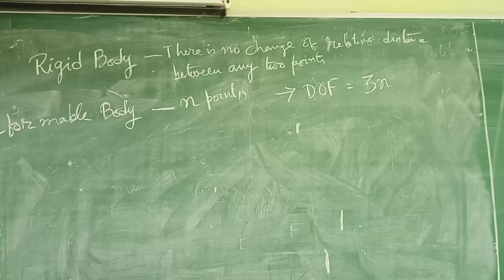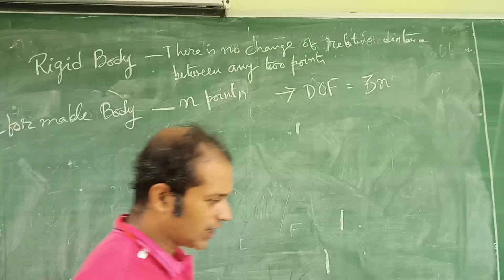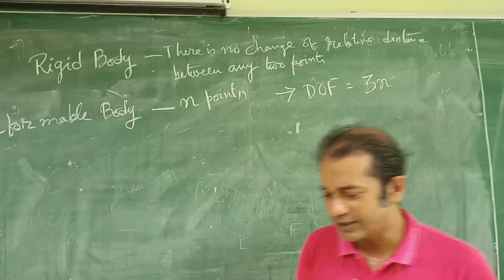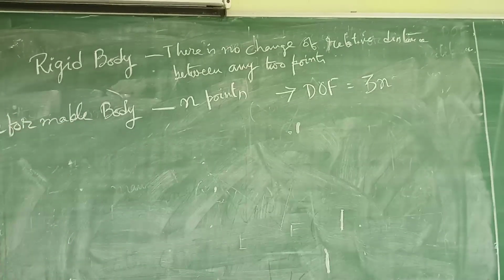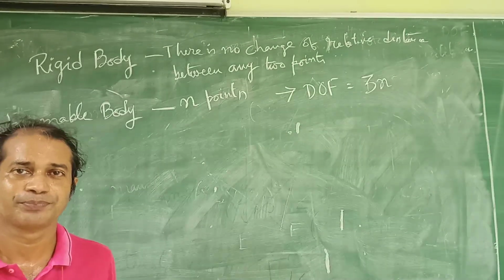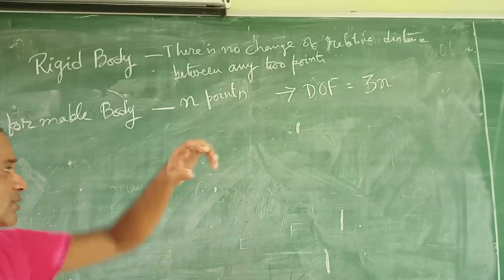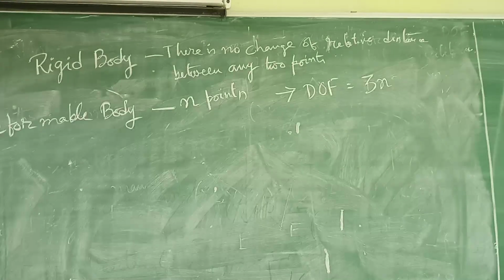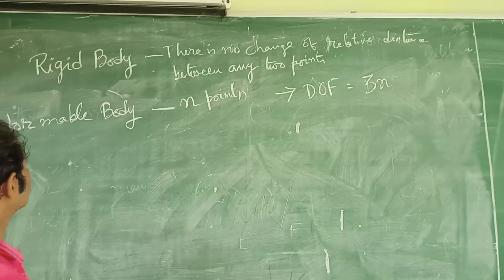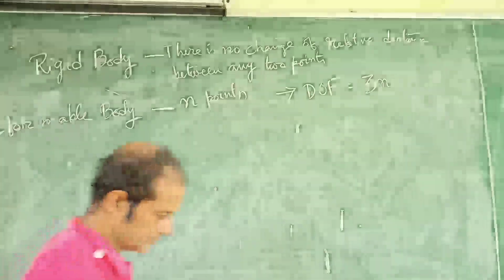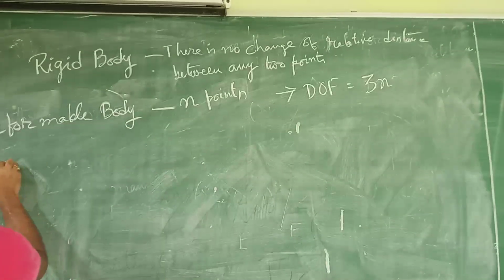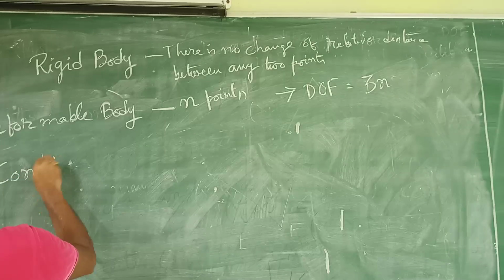It will be having 3n degrees of freedom, because any 2 points are not fixed, they are supposed to change their relative position. So as such we are having 3n degrees of freedom. Now, if n is quite large, then we will be coming to the continuum concept. What is this continuum concept?